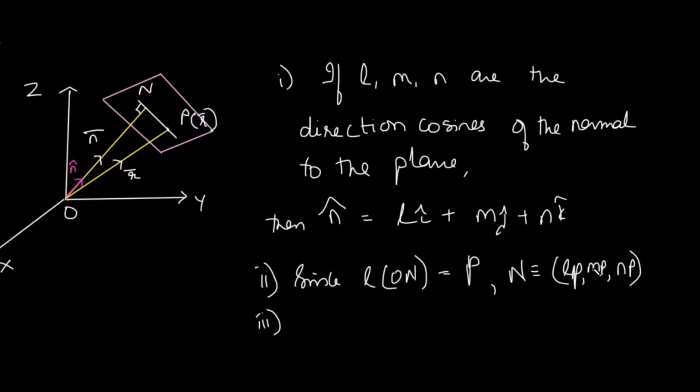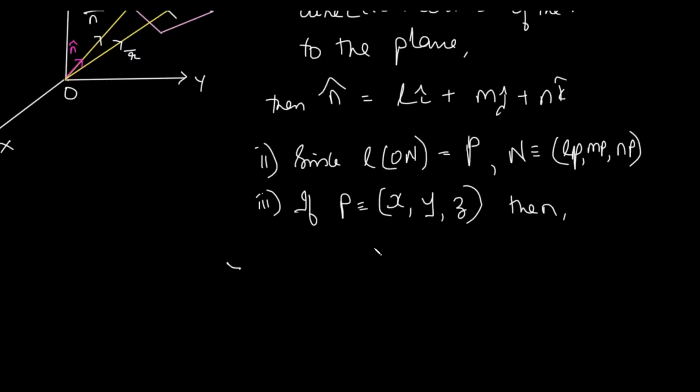Next, from where are L, M, N coming over here? L, M, N are the direction cosines of the normal to the plane. Remember that from here. Then suppose P is any point on the plane. If P has the coordinates X, Y, Z, then the position vector of P is R bar, which is equal to Xi plus Yj plus Zk.